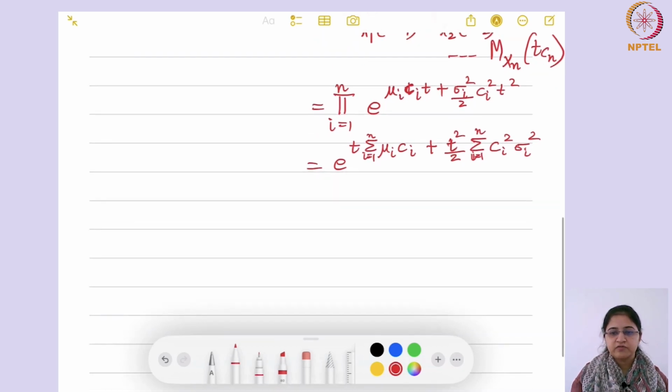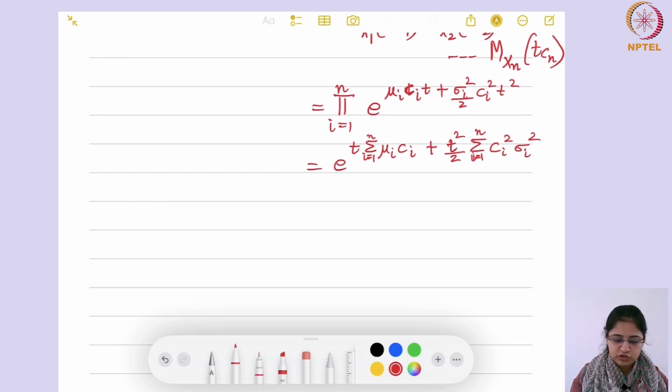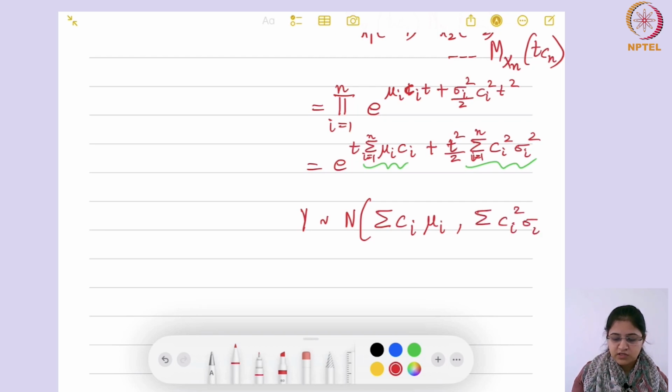So if you compare it with the MGF of the normal distribution, you would see that it follows normal with this mean and this as the variance, because MGF is unique. So let us write it. It will be summation ci mu i and summation ci square sigma i square. So this is the result we know very well.